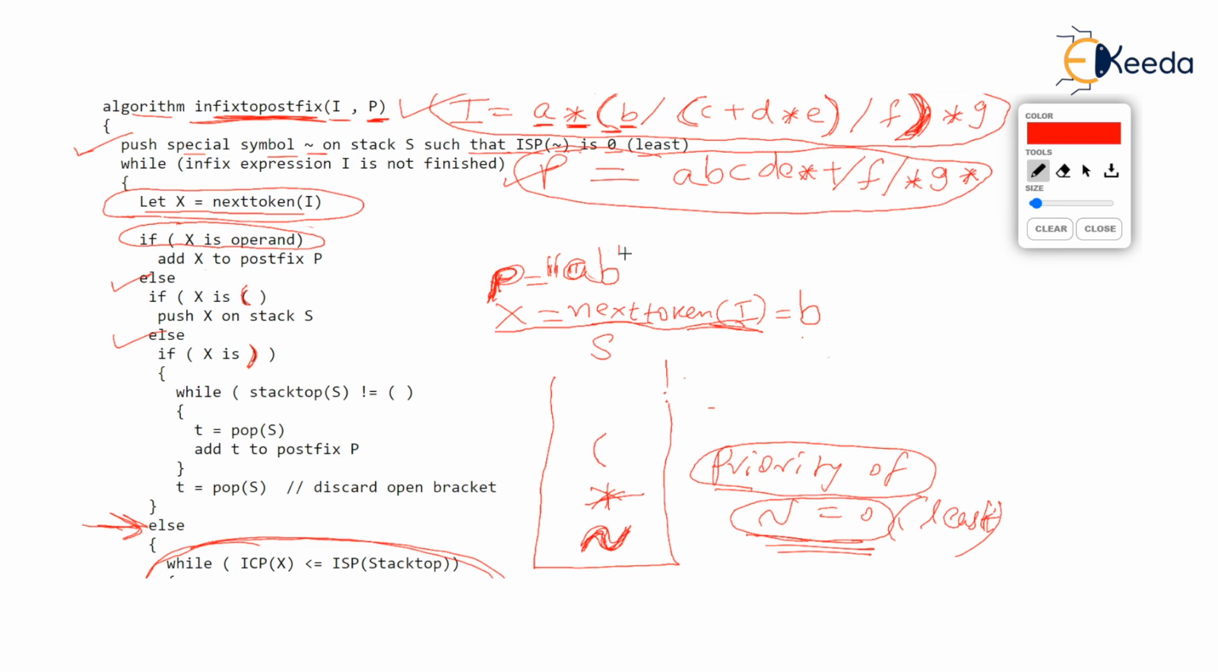Let's see the next token now. After B, check the cursor place. After B, we have division. So the token X is now going to be division. Division is an operator, and you know operator must go on the stack. So we are about to put this division on the stack. But wait. Before putting any operator, check for the priorities. What is the rule? This is the incoming operator. Division is going in the stack. Then division must have higher priority than the bracket, isn't it? Because bracket is topmost.